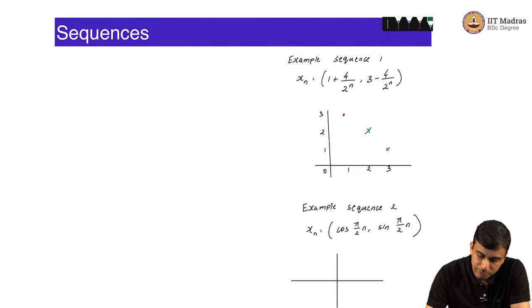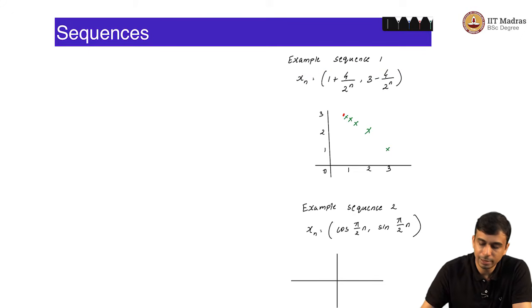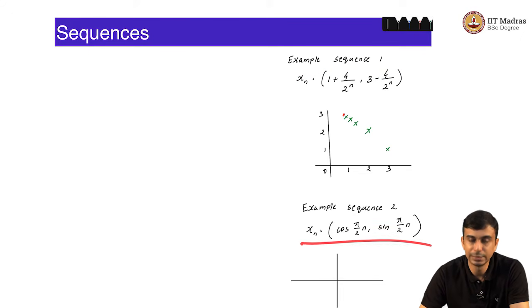So, the first element is x1, the second element is x2, and you can keep on doing this. As your n increases, you can see that the xn seems to approach this point, the red point here, which is simply 1 comma 3. This is an example of a sequence.